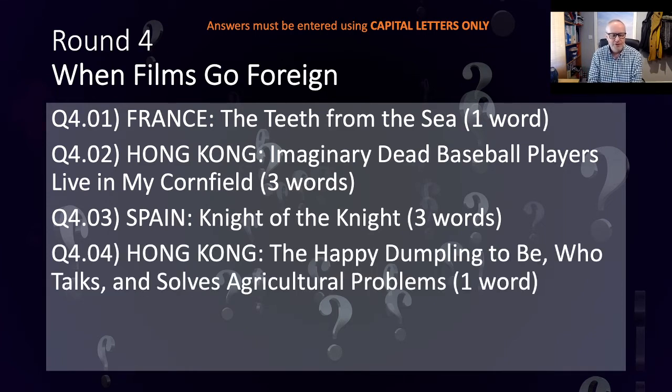Question number 4. From Hong Kong again. The happy dumpling to be who talks and solves agricultural problems. And who wouldn't want one of those happy dumplings in their life? But what was the film? It's just one word.